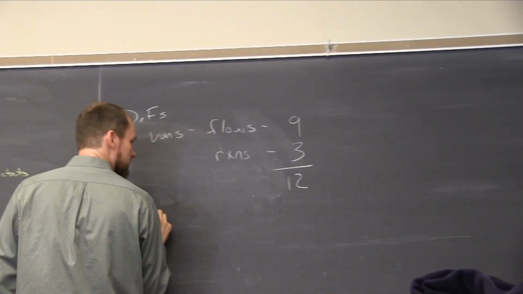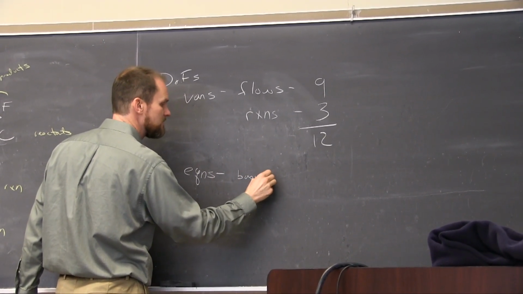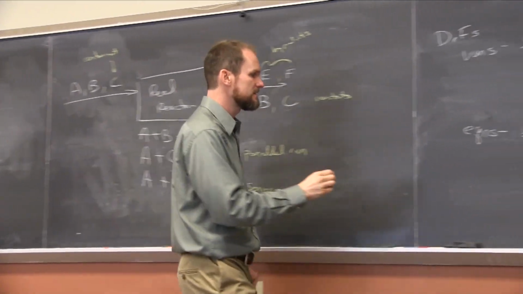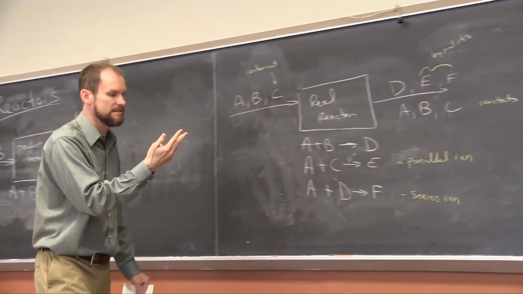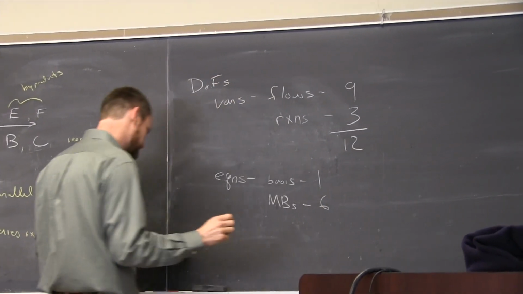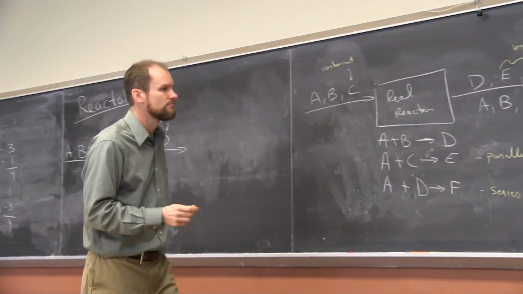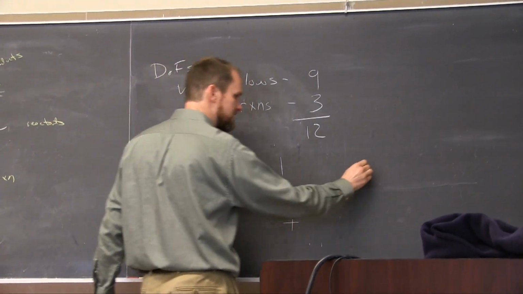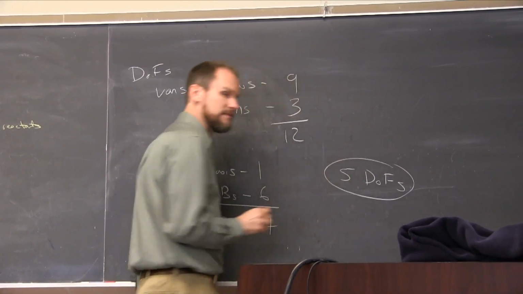And equations, let's see, I have a basis. What I put in, so maybe there's 1. Material balances: A, B, C, D, E, and F. I've got 6 material balances. Great, so I've got at least 5 degrees of freedom left to take care of.